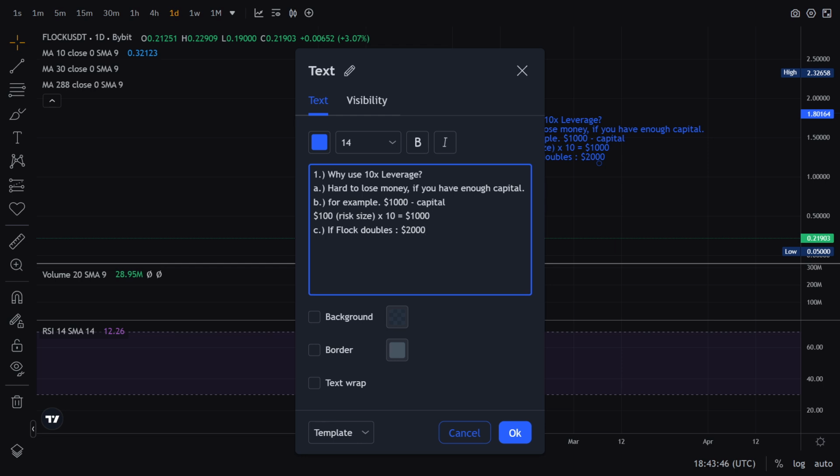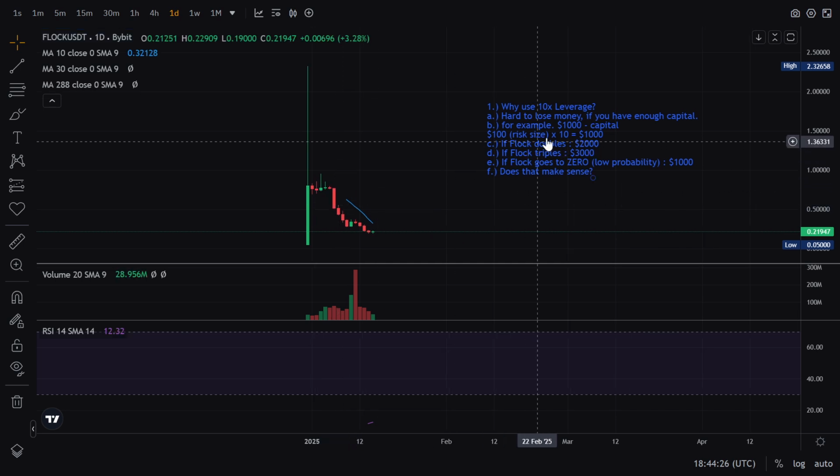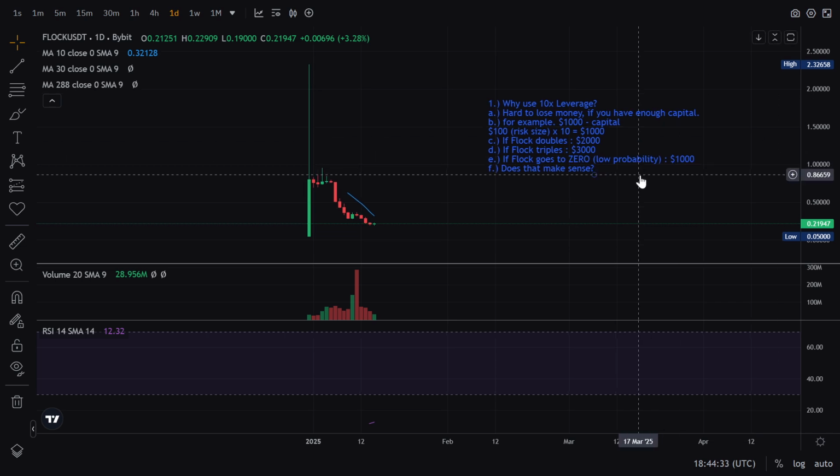If Flock triples, you make $3,000. But if Flock goes to zero, which is a very low probability, you lose $1,000. Does that make sense? So what this means is, with just $100, you can make up to $3,000 in profit. And if you lose money, you could lose $1,000.